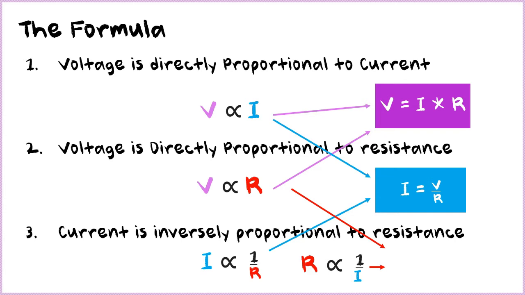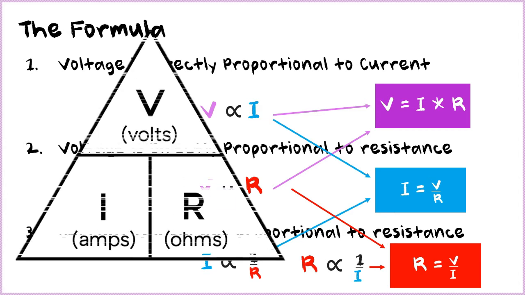And we can say that resistance is directly proportional to voltage but inversely proportional to current. We could say that resistance is equal to voltage over current. Okay? So based on this formula, we could make our own mnemonic, which is the Ohm's triangle.